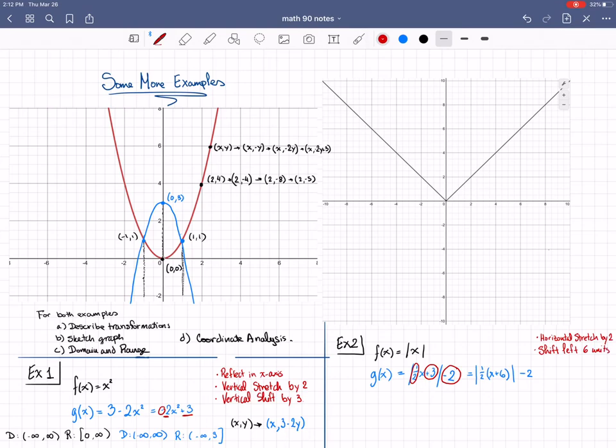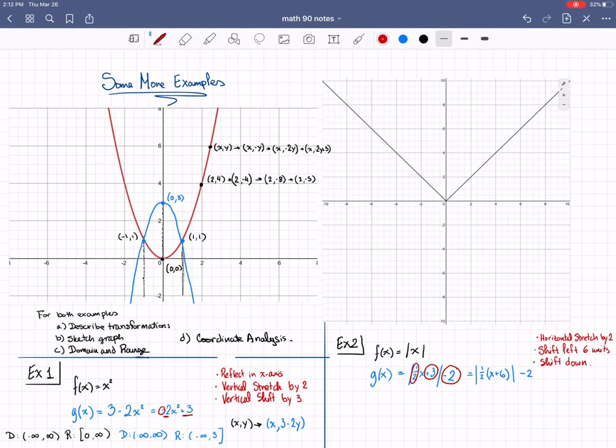And then after that, we have a shift down. So I wanted to make sure to include one example where we had transformations that impact the x coordinate and also the y coordinate.